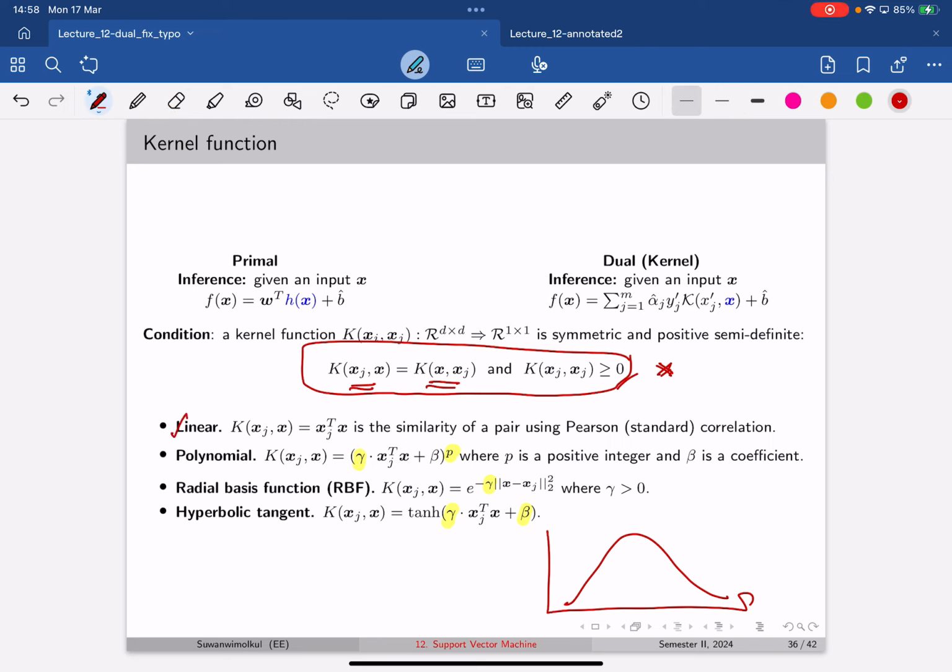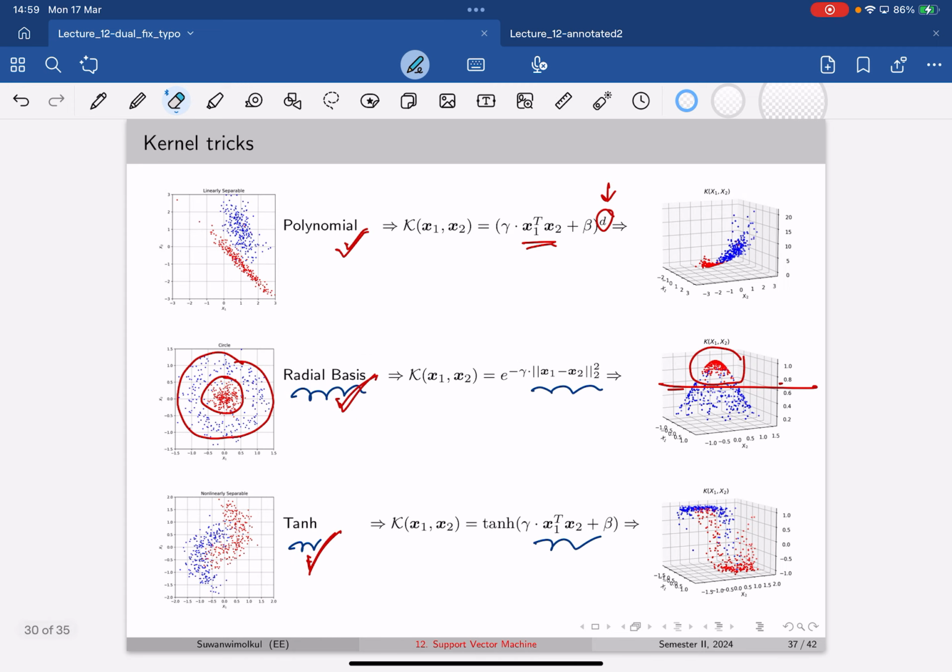So yes, the following are examples of what a kernel function could be. You can use many types, and the very simplest one, the linear one, is just the normal Xj transpose Xi. So it's just the normal dot product between two vectors.